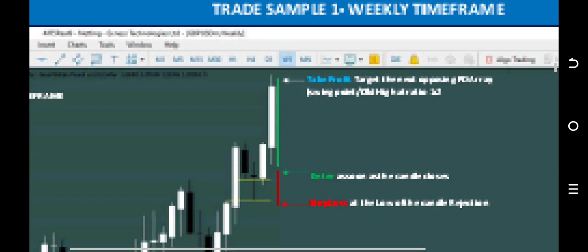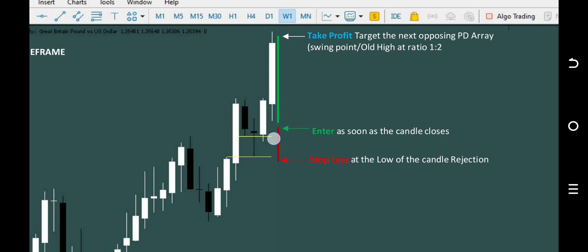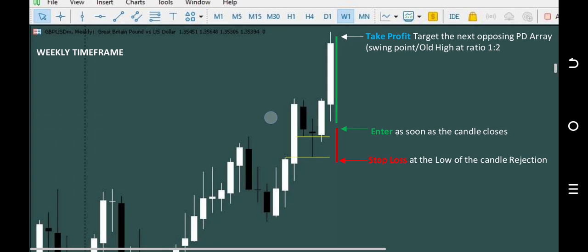Now let's see how it eventually played out. Look at the next candle that was formed. It is also an expansion candle. And it hit our take profit. Can you see? So this would have taken you like 3 weeks. Just imagine the journey from where you enter to this place. This is the weekly time frame, so it would have taken you like 3 weeks to get to your take profit.